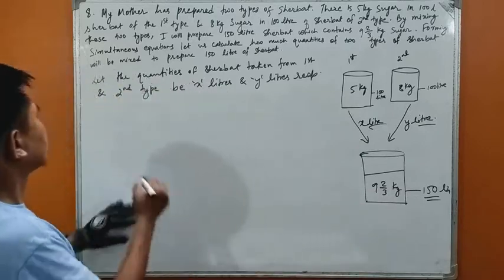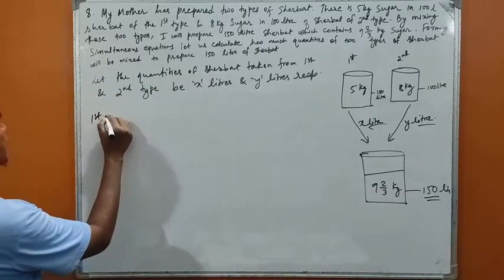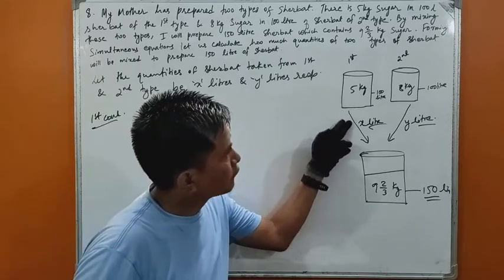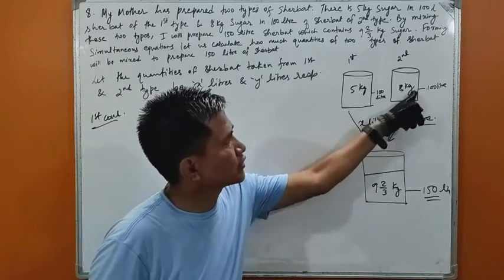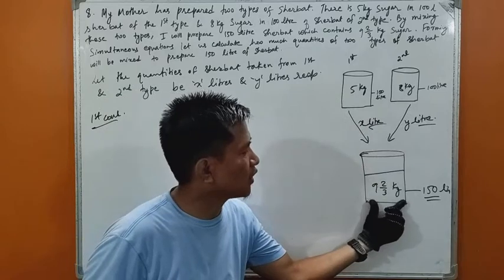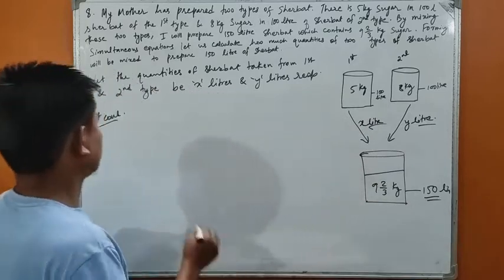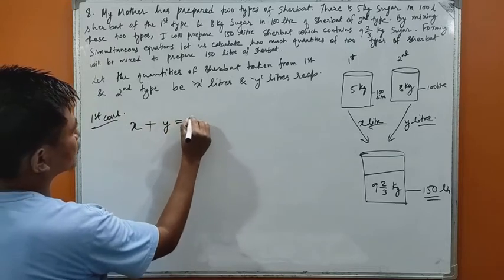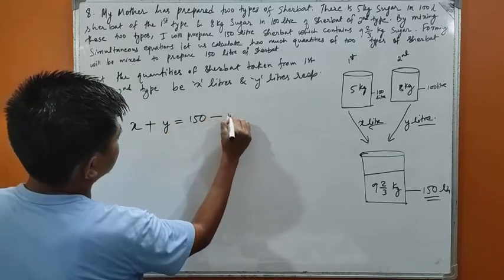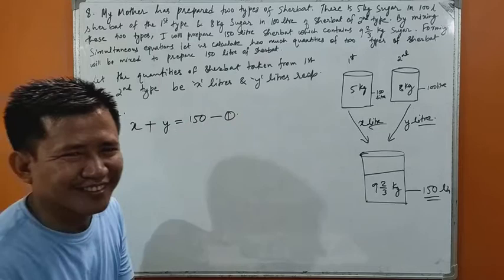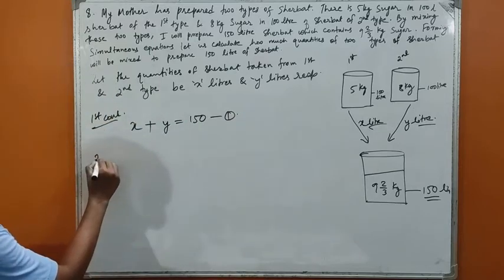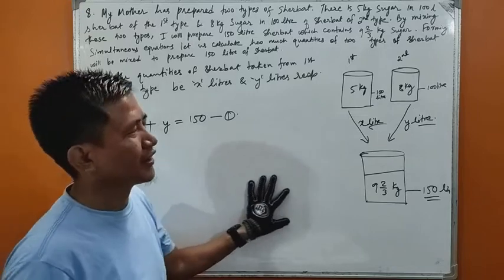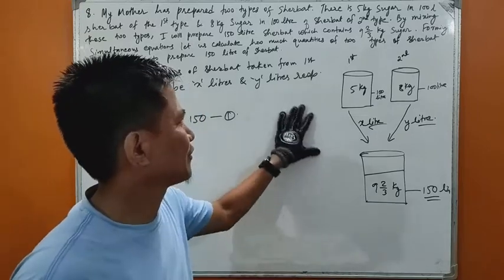Okay, so the first condition is very easy, isn't it? We took x liters of first type sarbat and y liters of second type sarbat and the new quantity is 150 liters. So this means x liters plus y liters gives us 150. This is equation 1, isn't it? It is very easy. So the second condition is somewhat like the unitary method. We need to have knowledge of the unitary method.